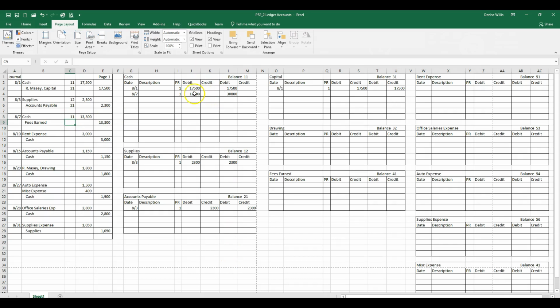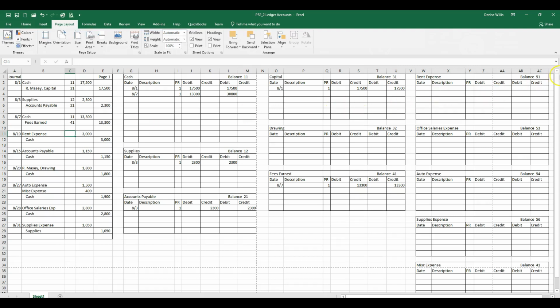Okay? Again, this is the individual transaction. This is a running balance. Fees earned. Let's find fees earned. It's right here. Okay? Fees earned on 8.7 from page 1 have a credit of 13.3. So I put my transaction amount and my new balance in there. It is account 41. I put a 41 there.